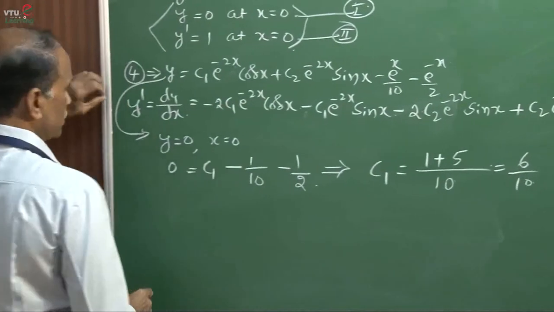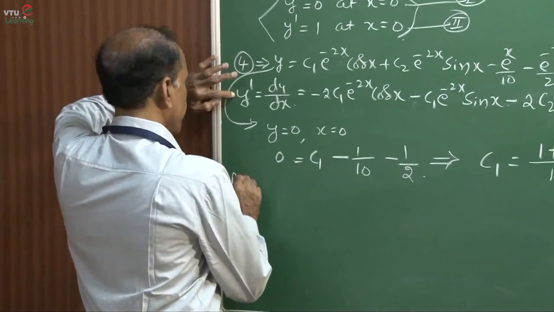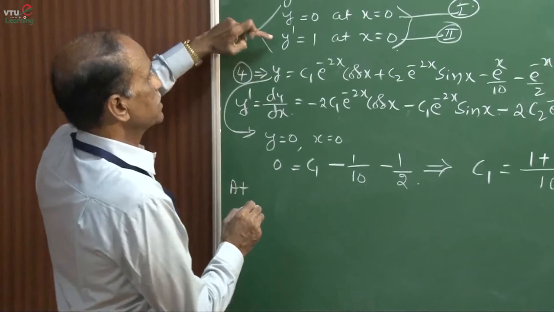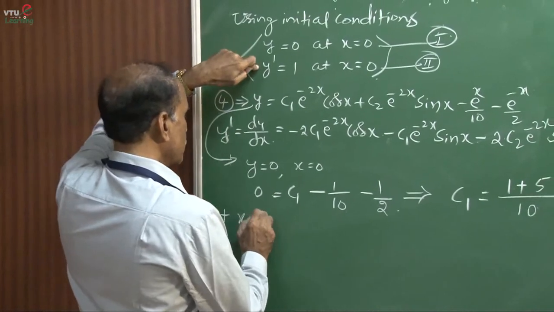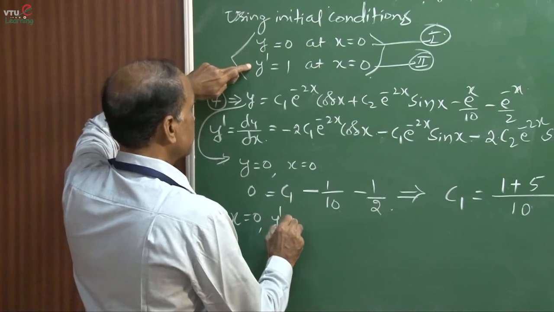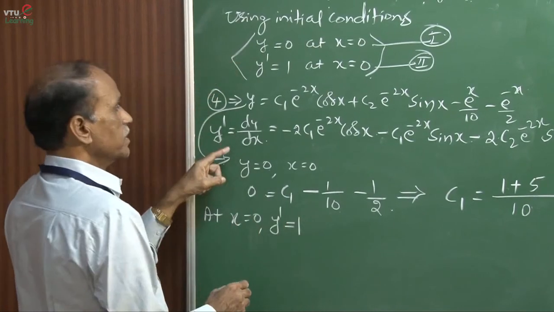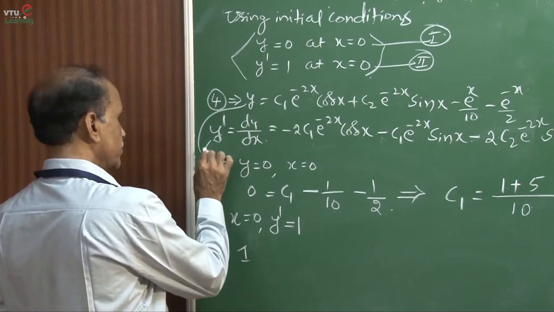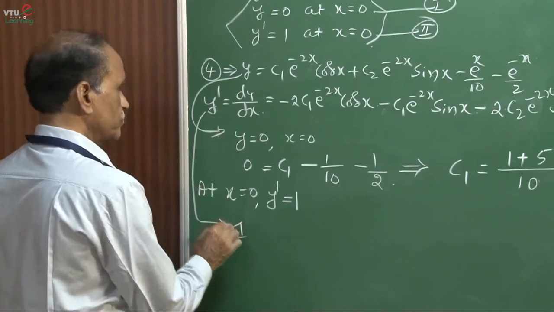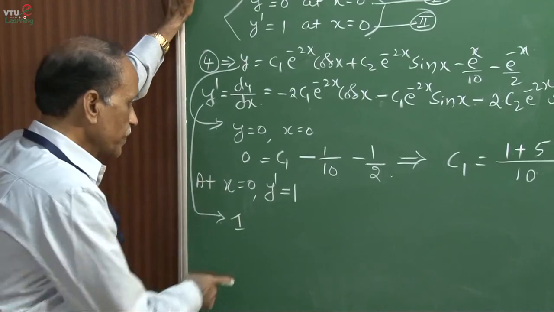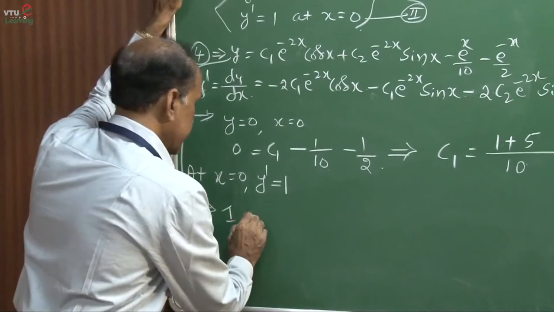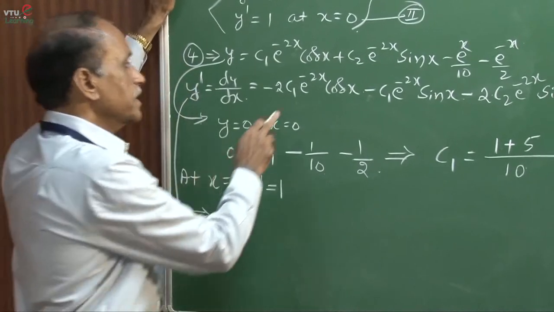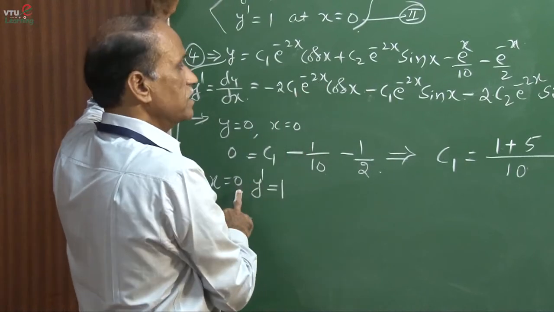Then one more set of initial condition, another initial condition is this one. At x equal to 0, y dash is equal to 1. So y dash means dy by dx. Therefore, from this equation, we have the left side as 1. And on the right side, wherever x is there, you have to replace that x by 0.